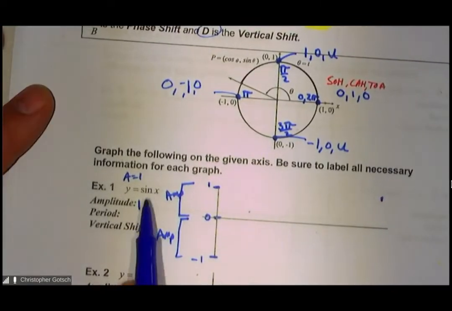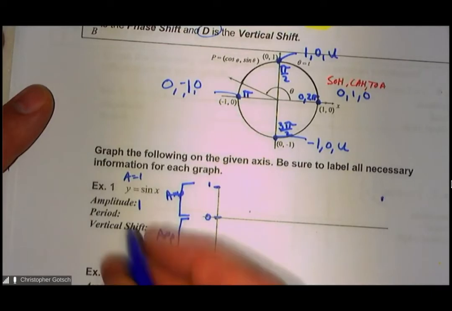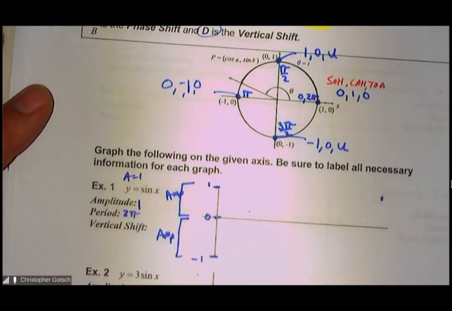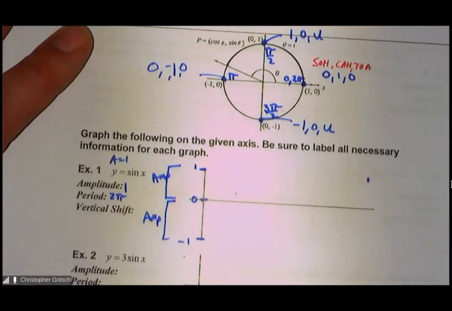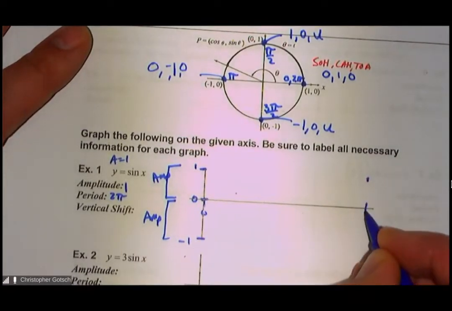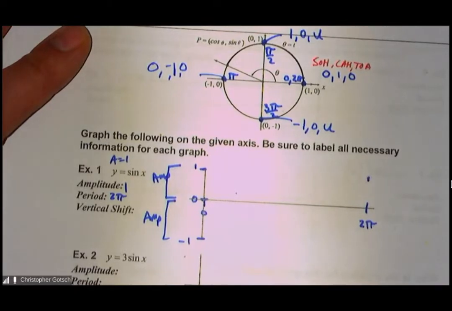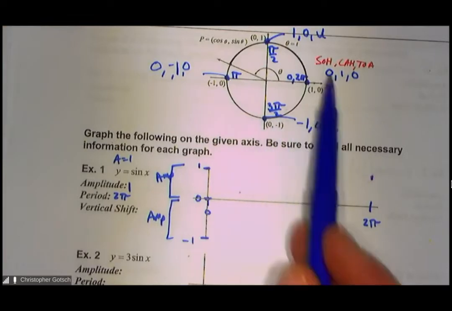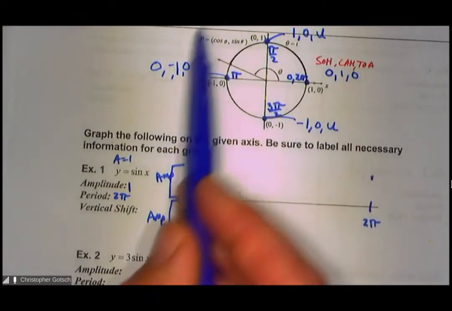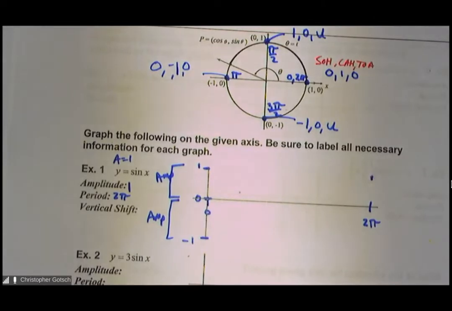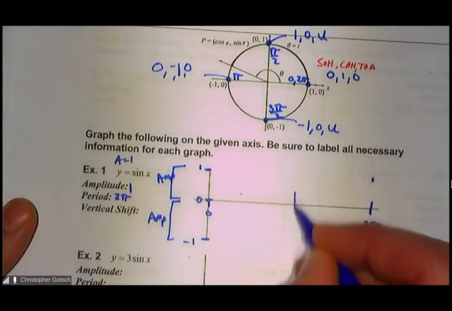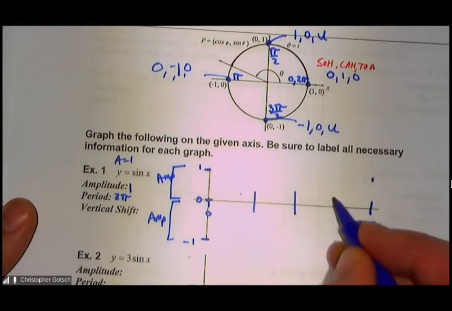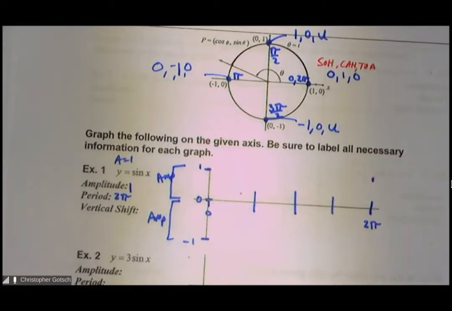Your period: there is no number in front of x, so it's just 1. So 2 pi over 1 is just 2 pi. So this is going to start at 0, and it's going to go all the way to 2 pi. Now, if you think of our unit circle up here, we split this unit circle into how many parts? 4s. So we're going to need 4 tick marks. So we take this period, split it in half, and then split those into halves, and now I have 1, 2, 3, 4 tick marks that I've got to label.